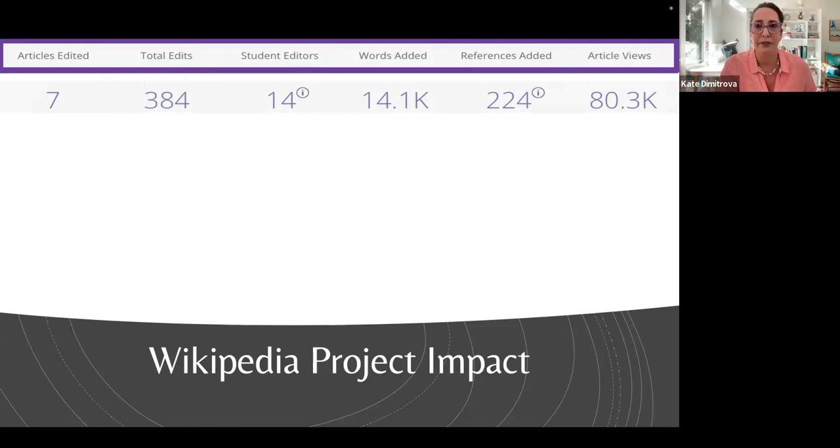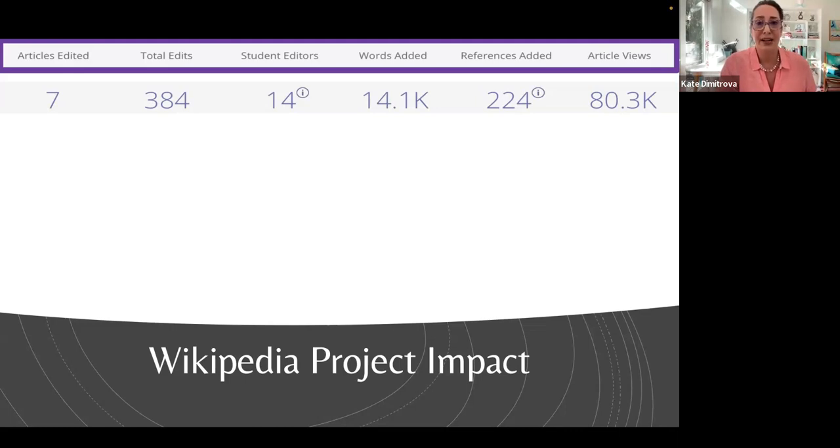And this is where the fun stuff gets going. How many words my students added to those articles, how many references they added, and how many views those articles were looked at over the course of the semester. So the first time I did it, 14,000 words, really impressive. I asked them to do 500 words each. So for 14 people, that's 1,000 words each, really impressive.